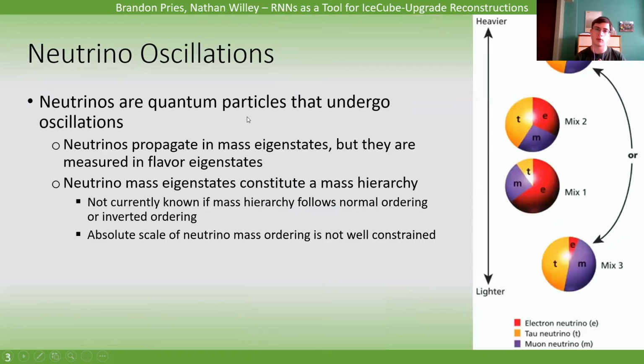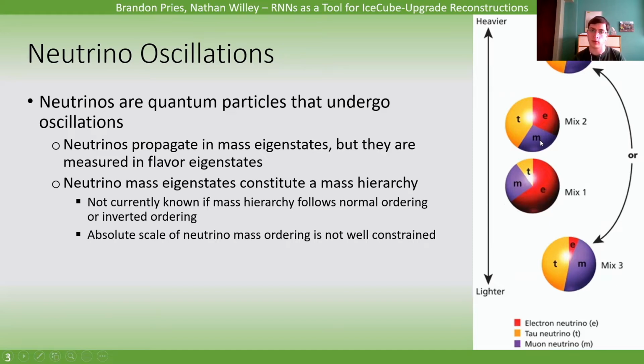Neutrinos are quantum particles and they undergo oscillations. They propagate in mass eigenstates, but they're measured in flavor eigenstates. So for example, this mass eigenstate here has this corresponding breakdown of different flavor ratios that correspond to that eigenstate. And then these mass eigenstates constitute a mass hierarchy. It's not currently known if the mass hierarchy follows a normal ordering or inverted ordering. So normal ordering would be 1, 2, 3 increasing, and inverted would be 3, 2, 1 increasing.